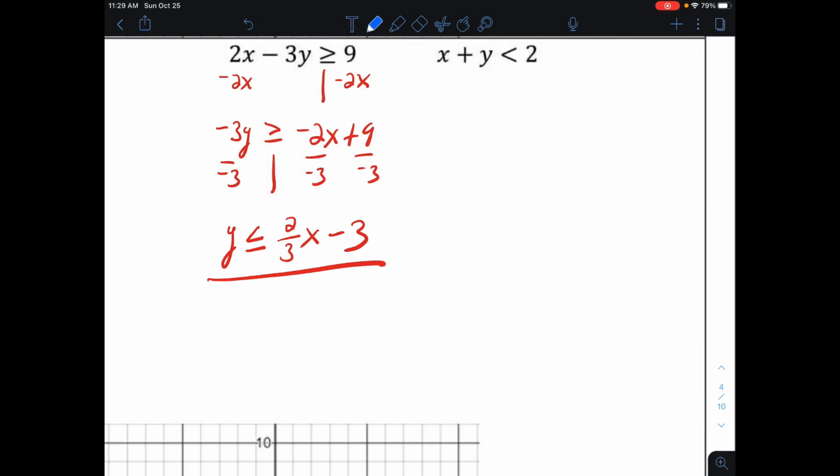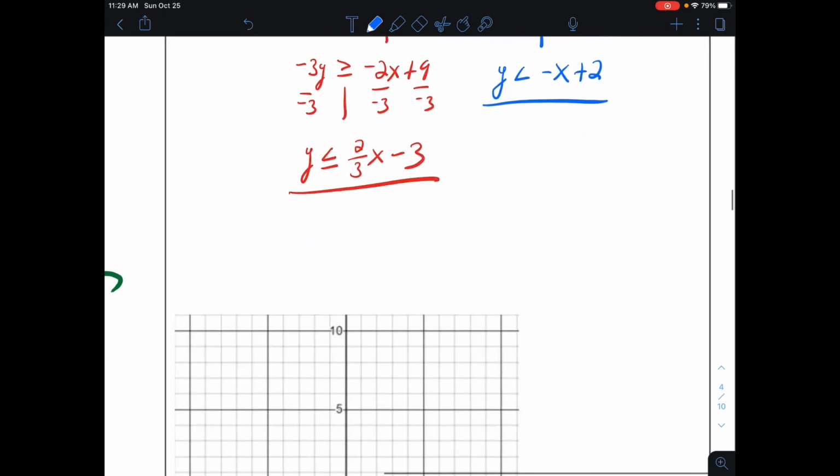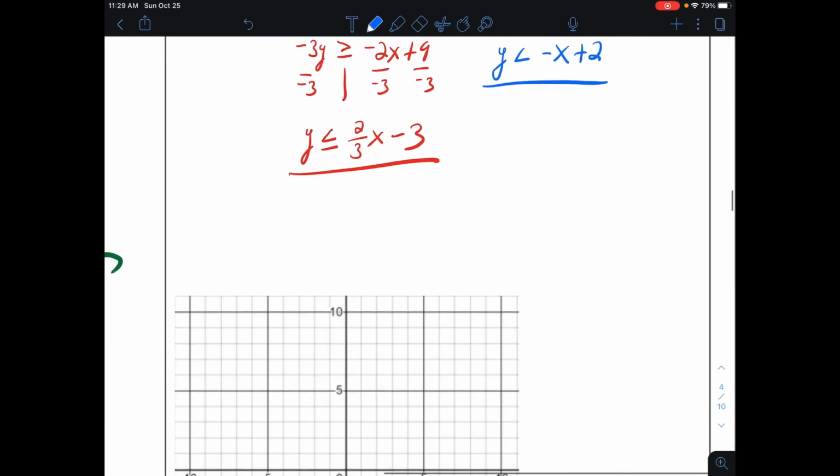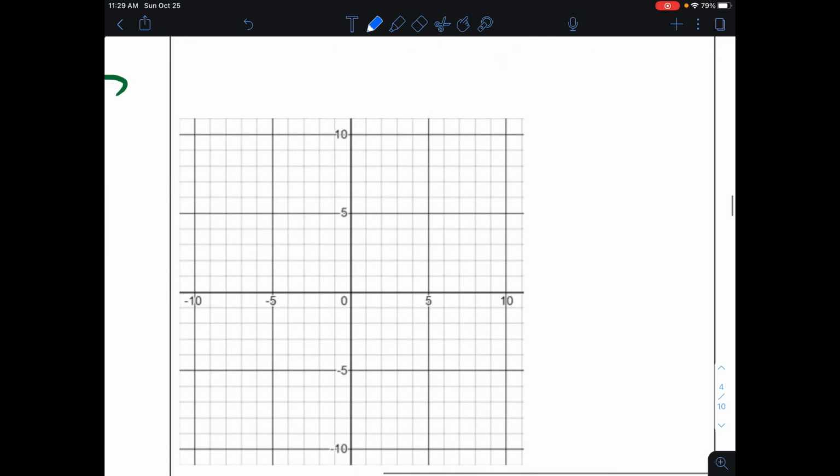Now let me change colors. And now let's do the second expression, which is going to be much easier because all I would need to do would be subtract the x to the other side. And we'd have y is less than negative x plus 2. There are my two linear expressions that I want to graph. And we'll start with the blue one. So y is less than negative x plus 2.